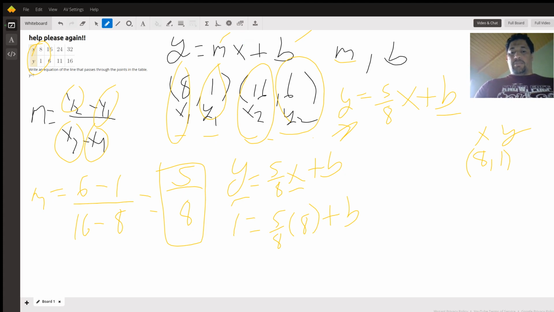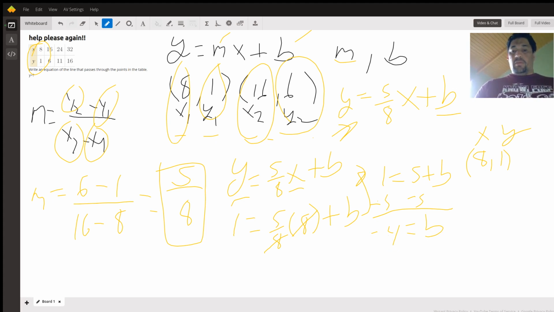Then the next step is to evaluate the equation. The 8 cancels out the 8, which leaves 5. So we have 1 equals 5 plus b. Now we subtract 5 from both sides, just like solving any equation. If you don't know how to do that, get in contact with me to set up sessions. 1 minus 5 is minus 4, so b equals -4.